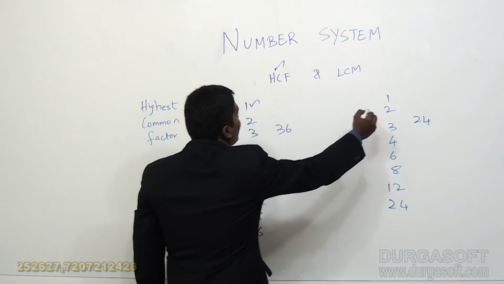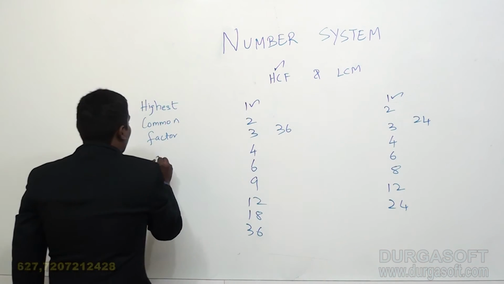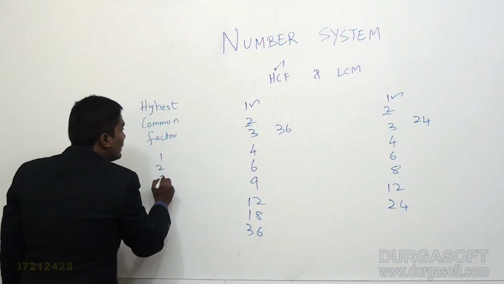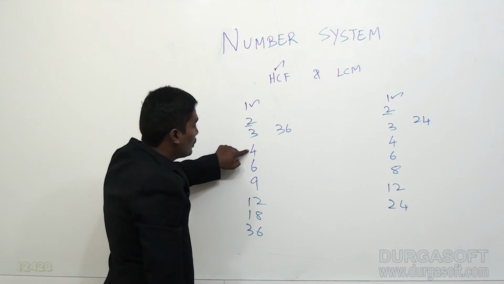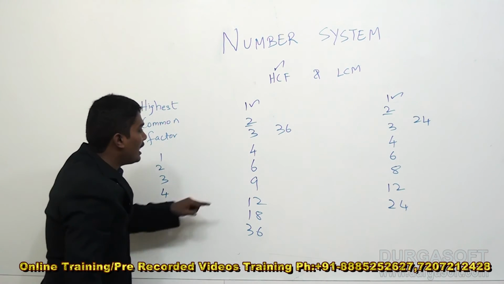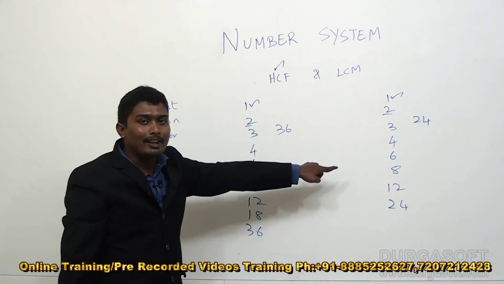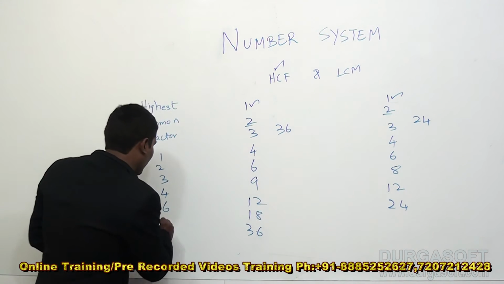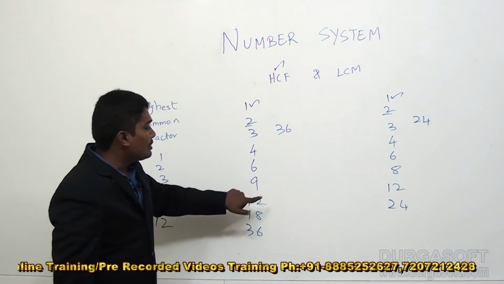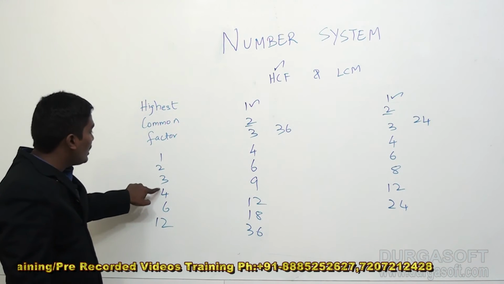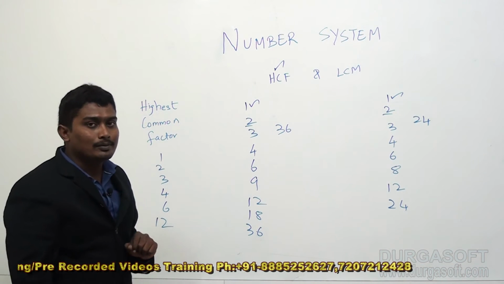See, 1 is present here as well as here. So I can say common factor is 1. Again 2 is another common factor, 2. 3 is the same way a common factor, 4 and 6. 1, 2, 3, 4 and 6. After 6, if you see 9, I don't have 9 there. 12. There is 12 here, which means 12 is again a common factor. 12. 18 is not there. 36 is not there. So now these two numbers have got 1, 2, 3, 4, 6, 12 as common factors.